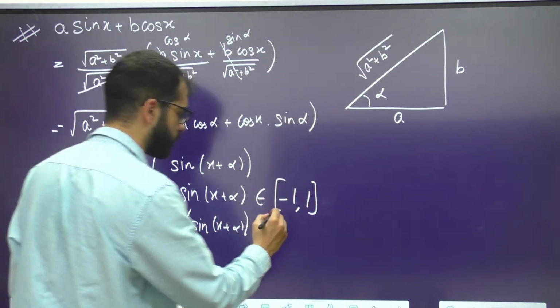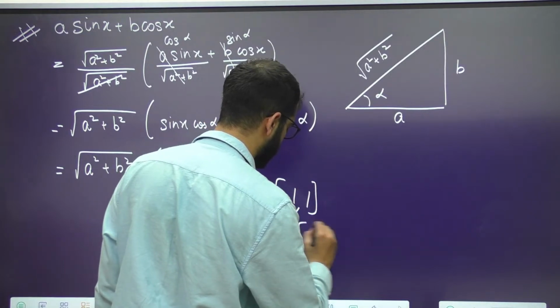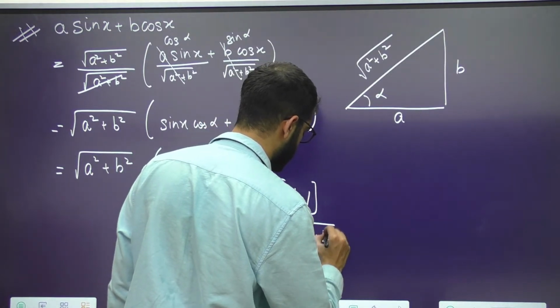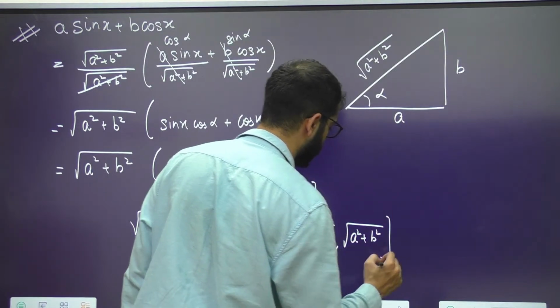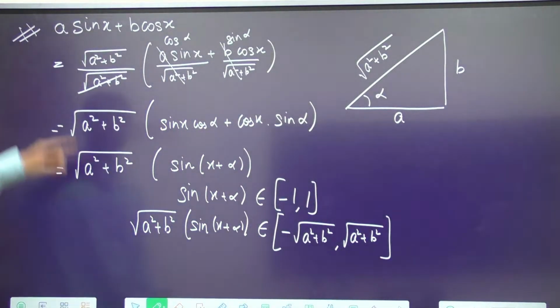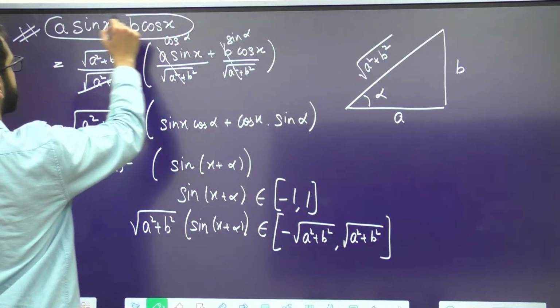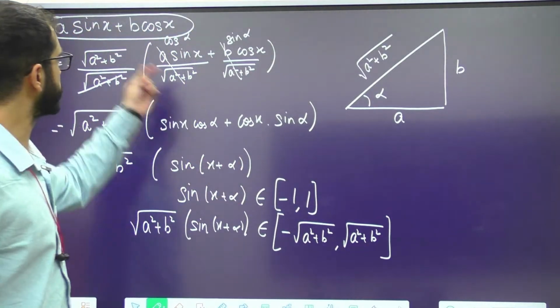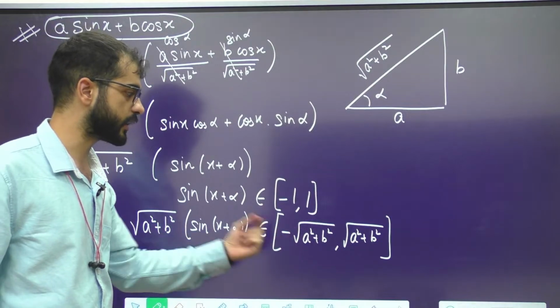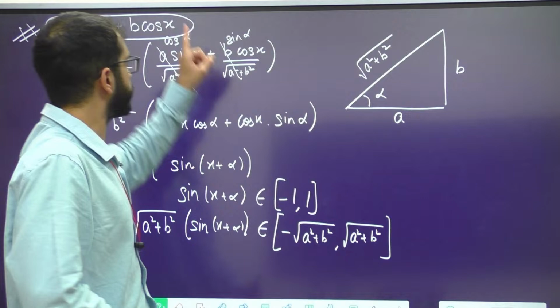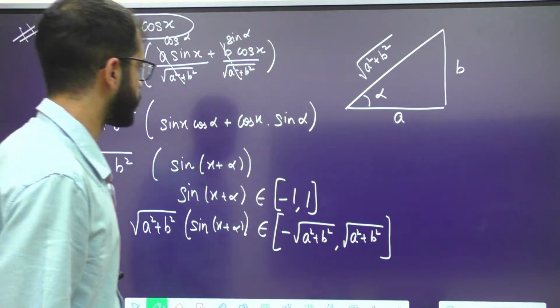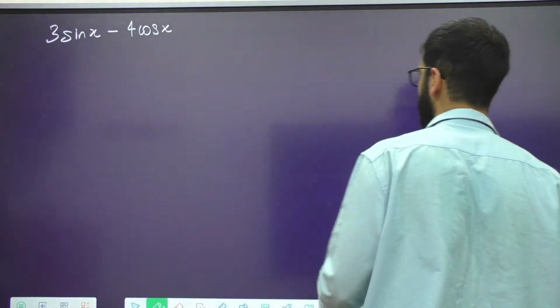So the result will be multiplied with it, and I'm going to write minus of under root a square plus b square comma under root a square plus b square. So this is the expression that is for the original one. Under root a square plus b square with a minus sign से लेकर root of a square plus b square. This is the range of the original expression. Now let's try to solve some questions based on this phenomena.